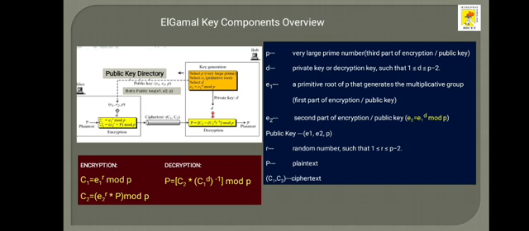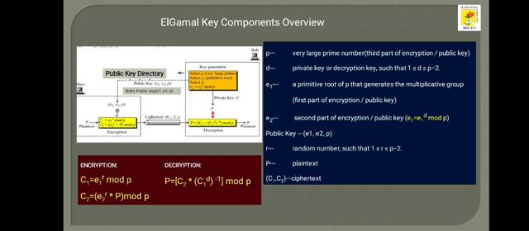Now Alice will generate the ciphertext by using this public key. For this ciphertext, Alice needs to generate a random number R such that it should be between 1 and P minus 2. The ciphertext is a two-component thing, that is C1 and C2. The formula for generating C1 is E1 to the power of R mod P.